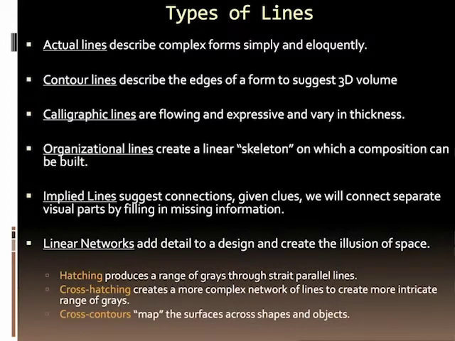So let's talk about different types of lines. Actual lines describe anything really that's a complex form, and it can enclose a space to create a shape. There's all types of ways. It's something concrete and visual that you really understand immediately. Contour lines, again, this idea of volume and space, enclose to create a form.